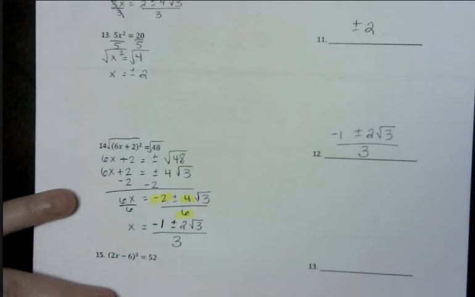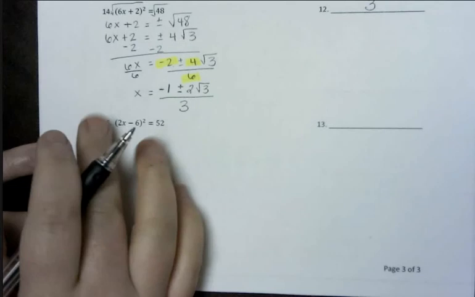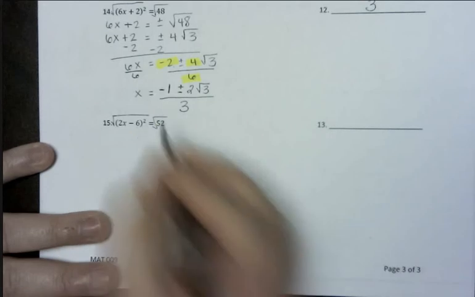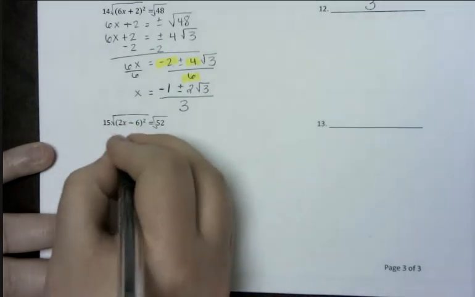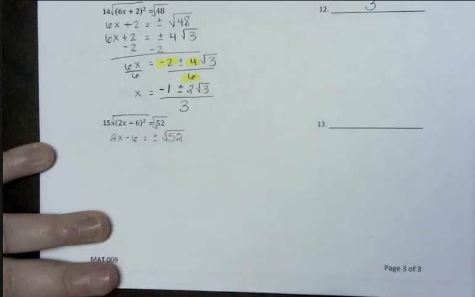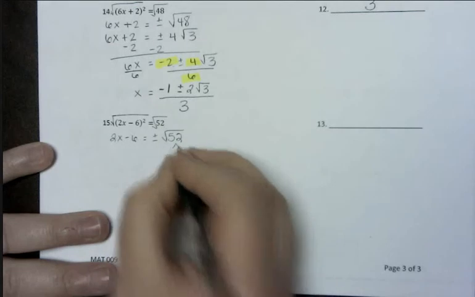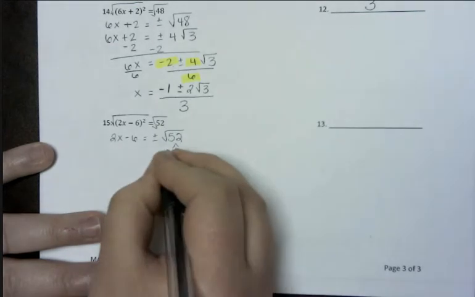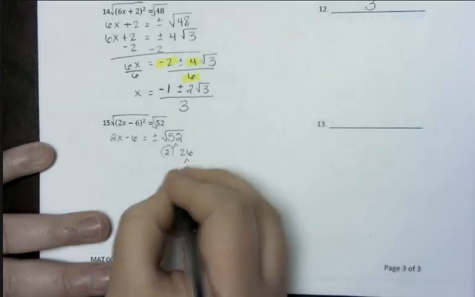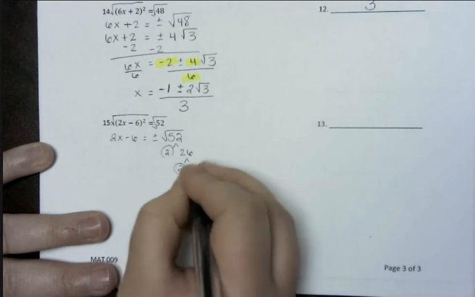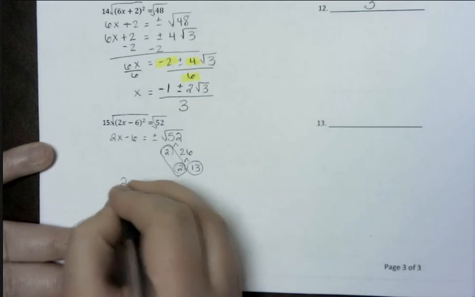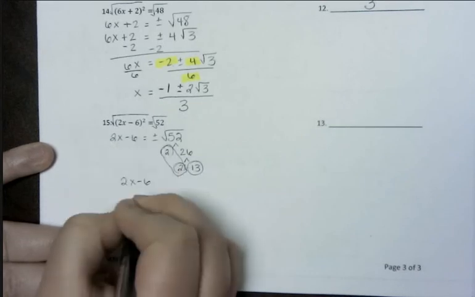All right, so let's look at this very last problem that we have here. It's problem number 15. The perfect square is already by itself, so you're going to take the square root of both sides. You get 2x minus 6 equals plus or minus square root of 52. So now I'm going to go ahead and break down that square root of 52. So I get 2 times, looks like 26. And then 26 breaks down to be 2 and 13. So now I can pull out a pair of 2's here. I'm bringing down my 2x minus 6. That's how I got that.